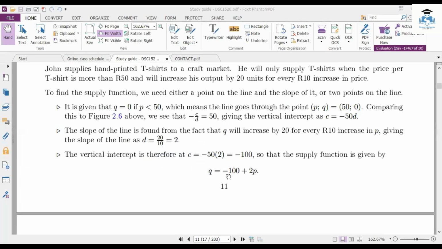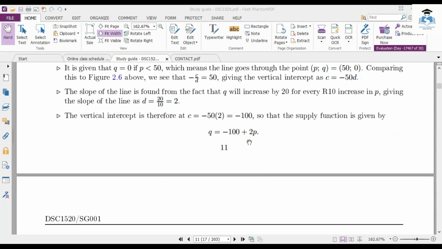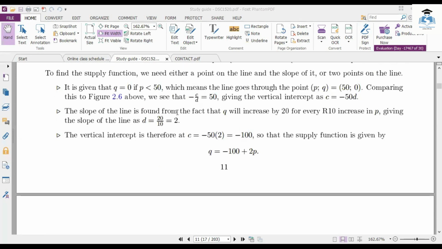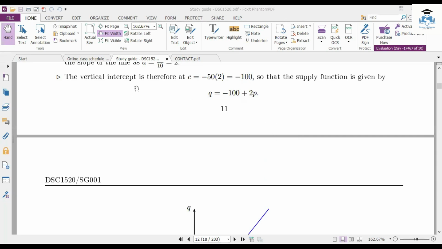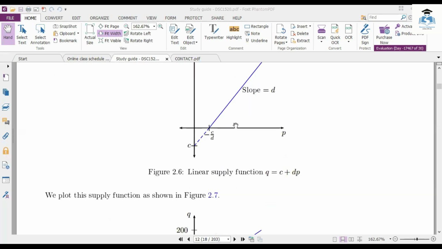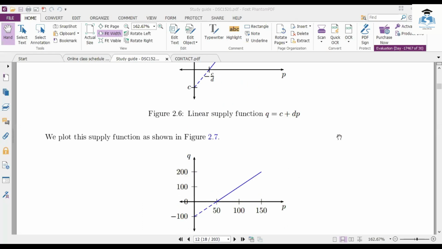So this is where we wanted to get to here. The vertical intercept, because unfortunately here they are just stating things but not even explaining why they are doing this and that. All right, so the vertical intercept is therefore at C is equal to minus 50 times 2. This is the equation. So the slope is D, which is determined by C over D.